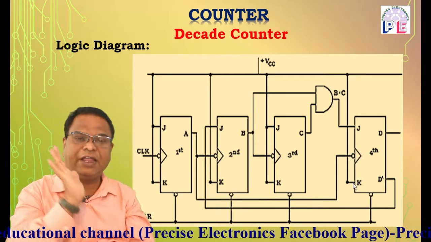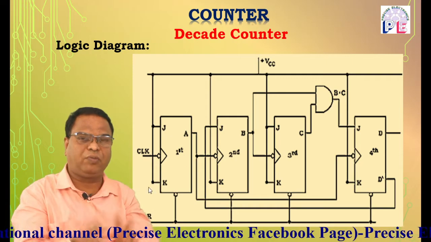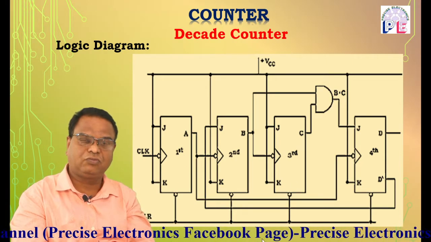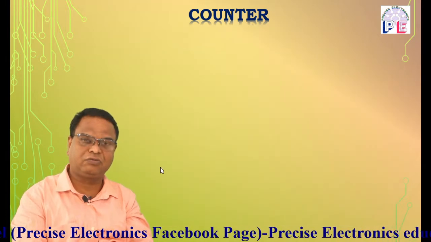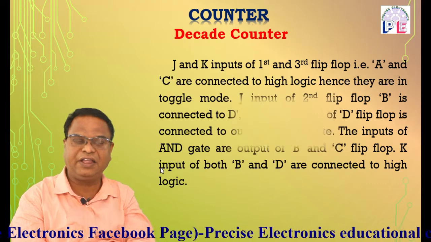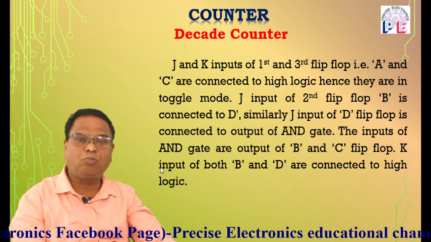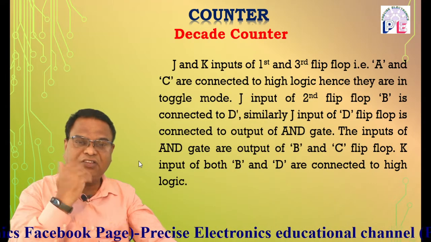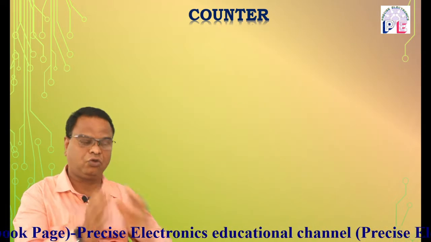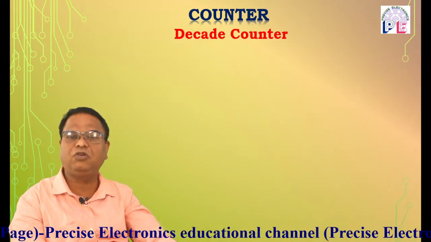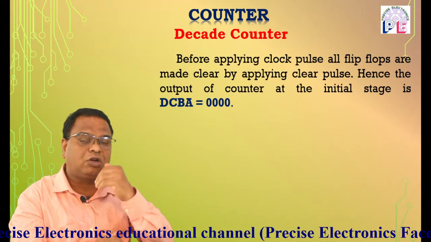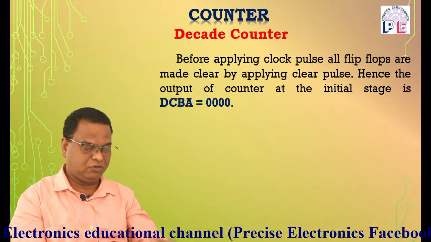The clear input is applied to all flip-flops. So at the initial stage, by applying a negative clear pulse, all flip-flops are made clear. Hence, the output of the counter at the initial stage is 0, 0, 0, 0, that is DCBA equals 0000.